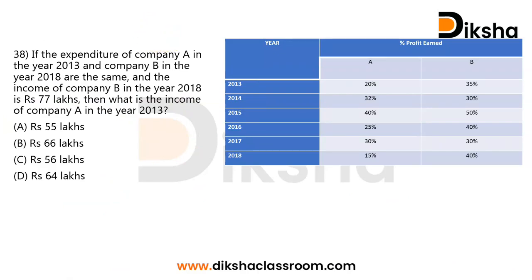Moving to the next question. If the expenditure of company A in the year 2013 and company B in the year 2018 are the same, and the income of company B in the year 2018 is rupees 77 lakh, then what is the income of company A in the year 2013? Try to do the question. Bit twisty. We'll give you some time.